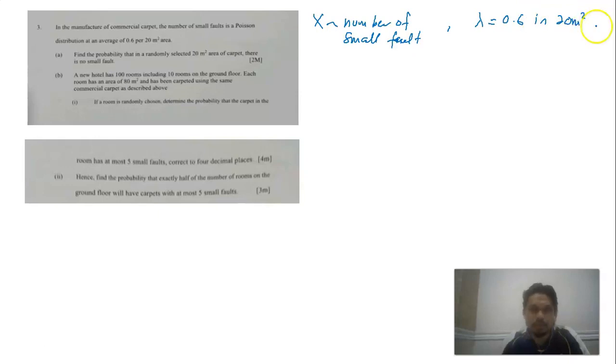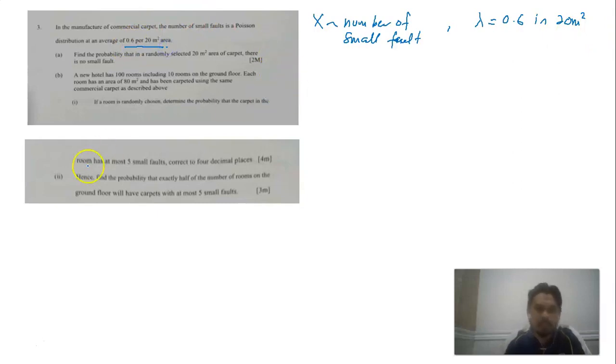Okay, so question number 3. In the manufacture of commercial carpet, the number of small folds follows a Poisson distribution with an average of 0.6 per 20 meter square area. So in this case, we let X be the number of small folds, with lambda 0.6 in 20 meter square area, as mentioned here.